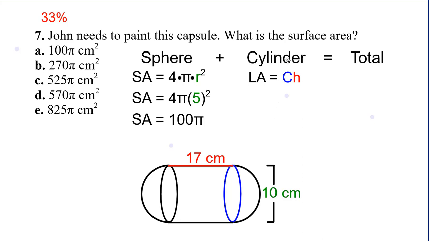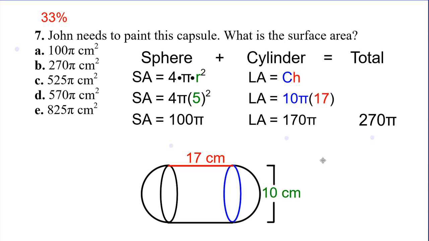All right, then we want to find the lateral area of the cylinder. So that's the circumference times the height. Circumference in this case is pi times diameter, which would be 10 pi, times our height, or distance between the two parallel bases of the cylinder, which is 17. So 17 times 10 pi is going to give us 170 pi. Now to find the total surface area, we just add these two together. Again, you could do that in your head. It's just 270 pi. So our answer should be B as in Bravo. And most of you got that one right. So good job.